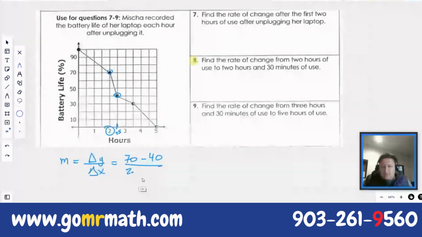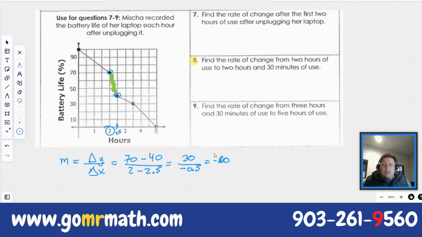Okay, hold on. There's a change in here. This is decreasing. So the one that matches with the 2 with 70 should be 2 minus 2.5. Yes, because it's decreasing. Okay, so there should be 30 divided by negative 0.5, which is negative 60. That is the rate of change.